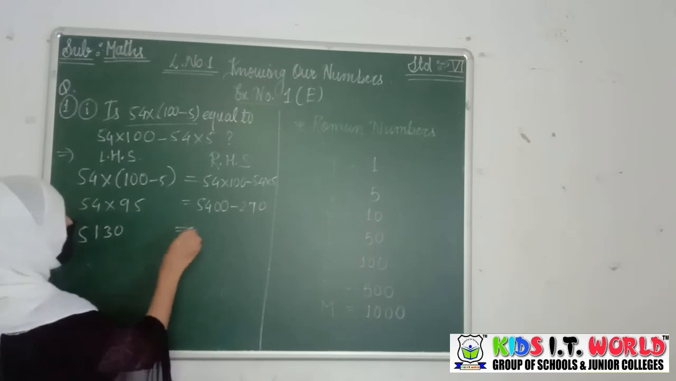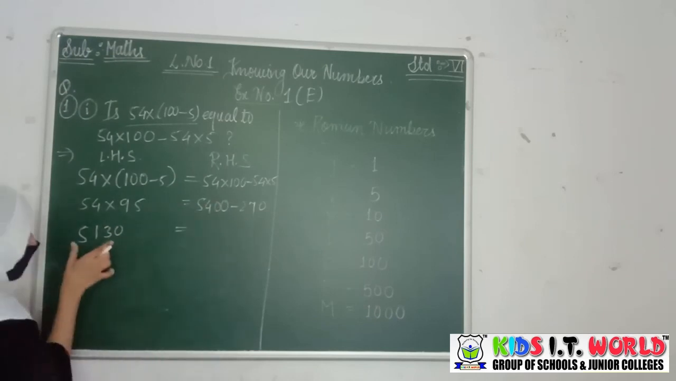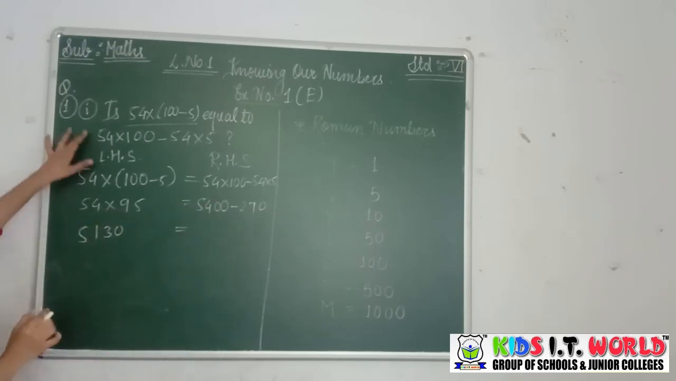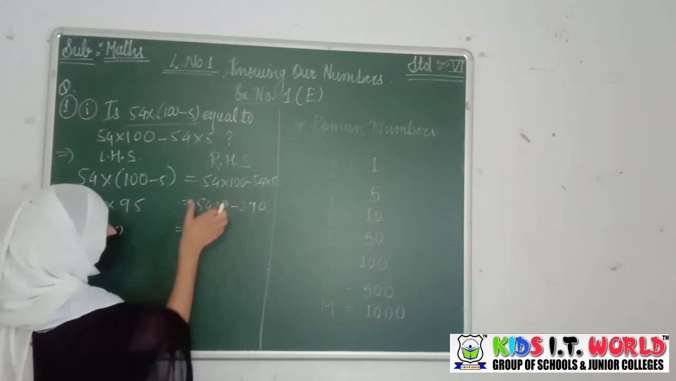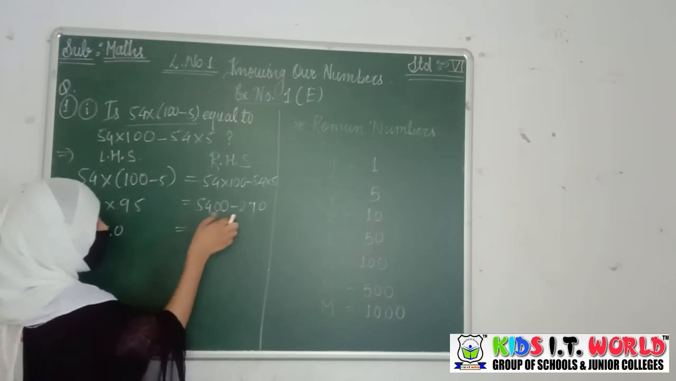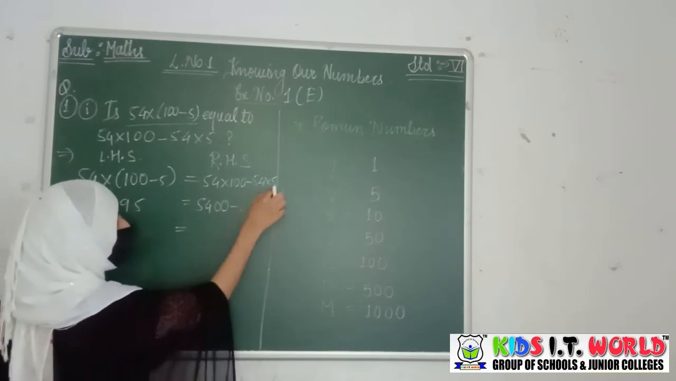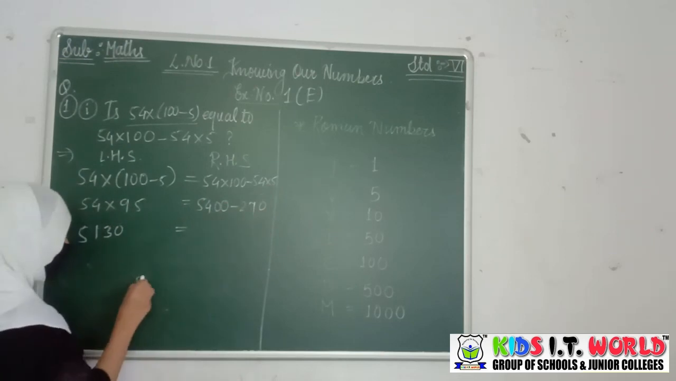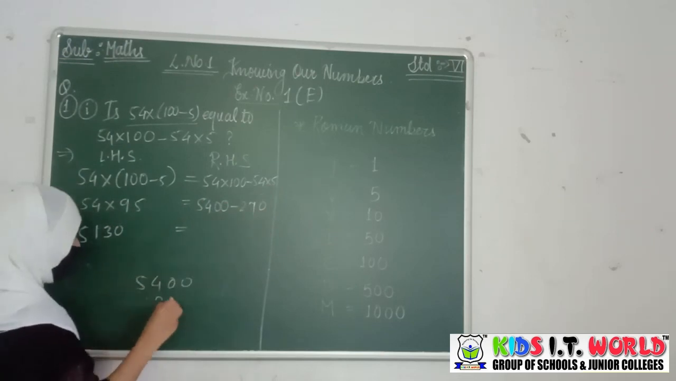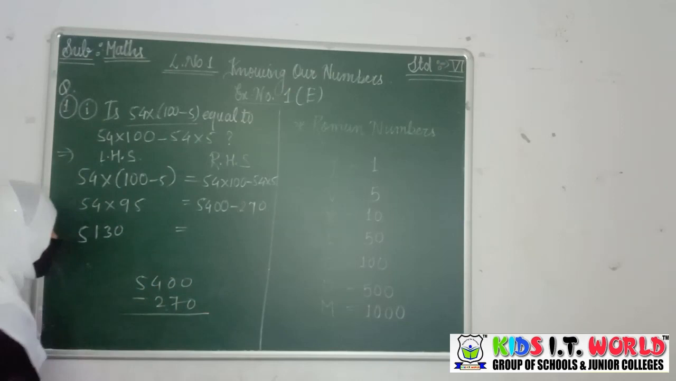Now we will solve this one. If you get the same value in this also, then this statement is correct. Now on the RHS we have 54 into 100 minus 54 into 5. Multiply the first part, so you got 5400, and subtract 54 into 5. So 54 into 5, 270. Now subtract this value. So 5400 subtracted with 270.